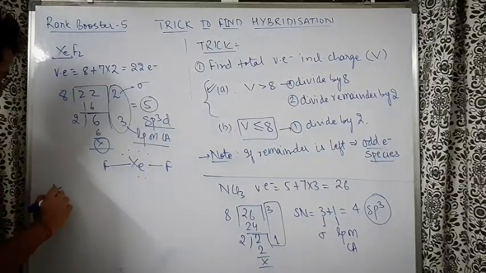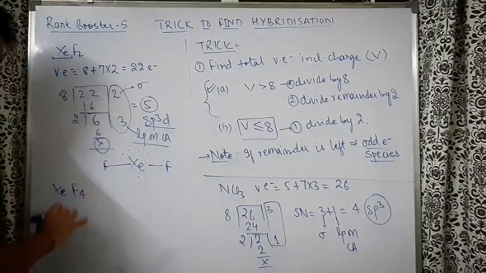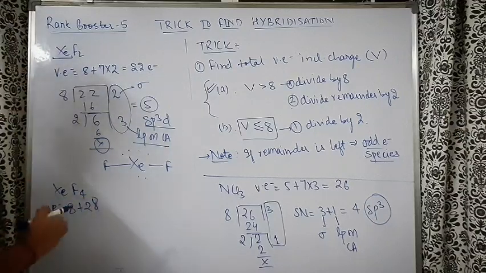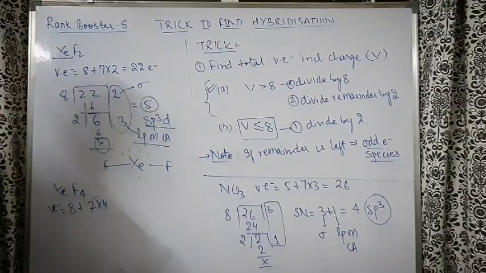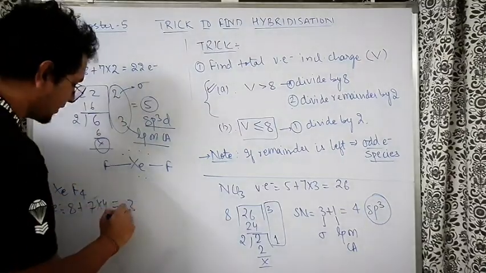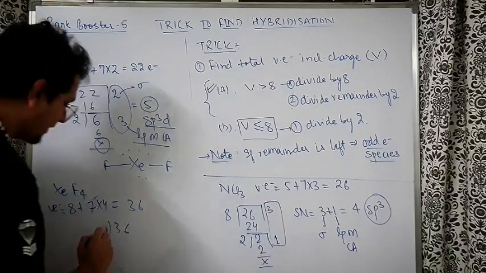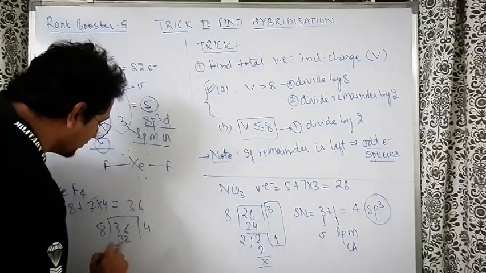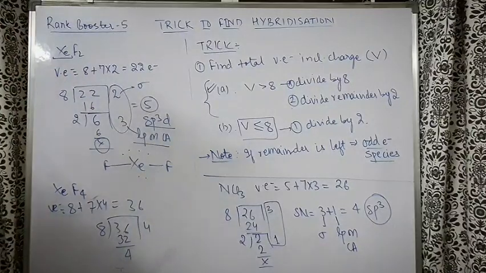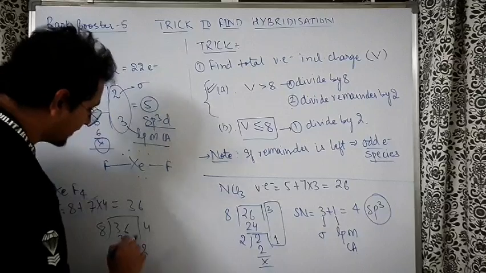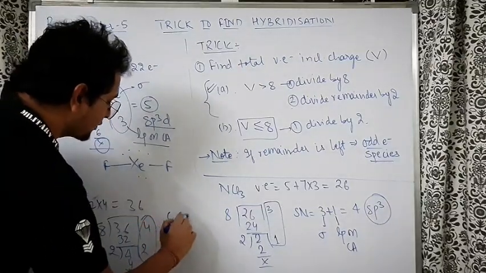One more example I can take. XeF4. Bhaiya, doing as many examples as possible is very good. So 8 valence electrons, xenon 8. Fluorine 7 into 4, 28. So 28 plus 8, 36. Right, bhaiya? 36 divided by 8. 8 4s are 32. Remainder 4. Now what to do? The remainder is to be divided by 2. So 2 2s are 4, remainder cancelled. So, bhaiya, 4 plus 2, 6. So sp3d2.